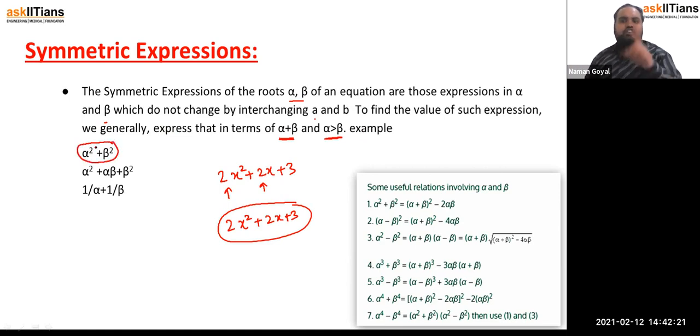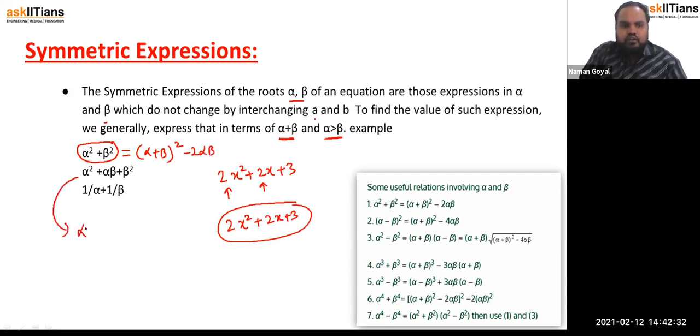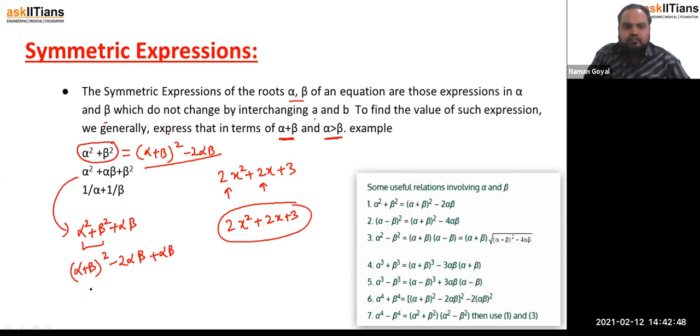as I told you in the previous lecture, we have to write this as alpha plus beta whole square minus 2 alpha beta. And if I want to find the value of alpha square plus beta square plus alpha beta, alpha square plus beta square again can be written like this. So it becomes alpha plus beta whole square minus 2 alpha beta, right? Now plus alpha beta is there, so the second quantity can be written as alpha plus beta whole square minus alpha beta, isn't it?